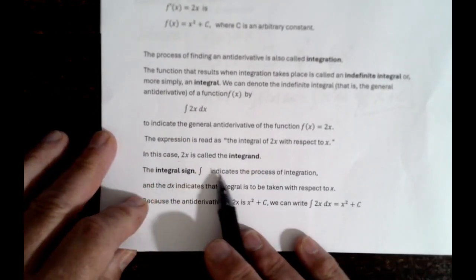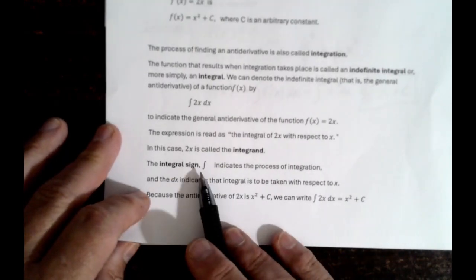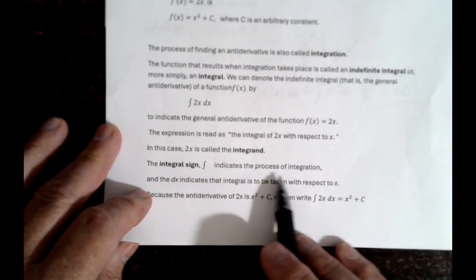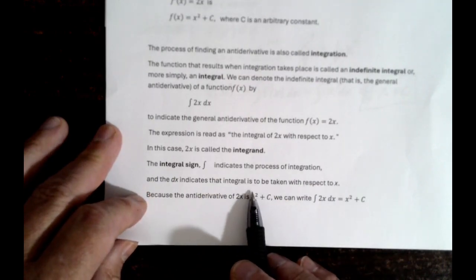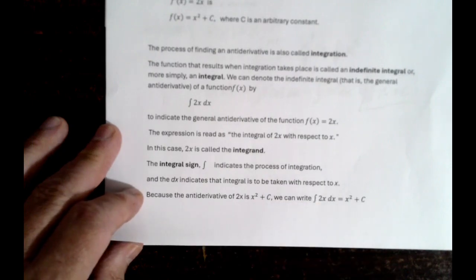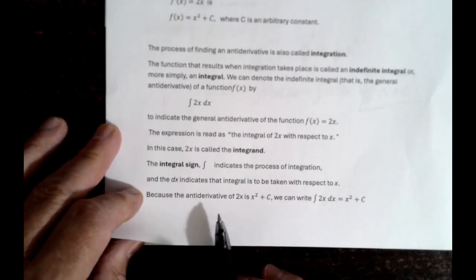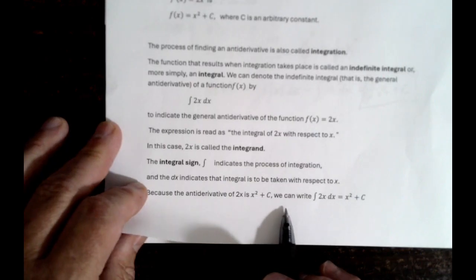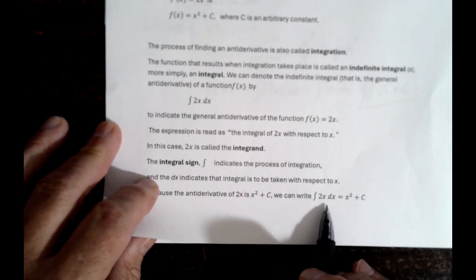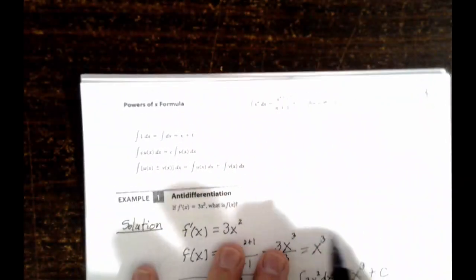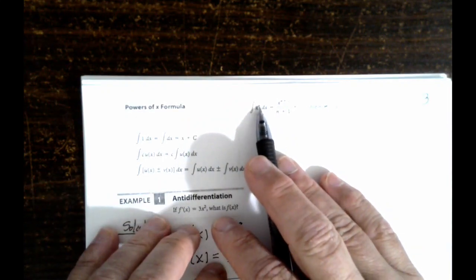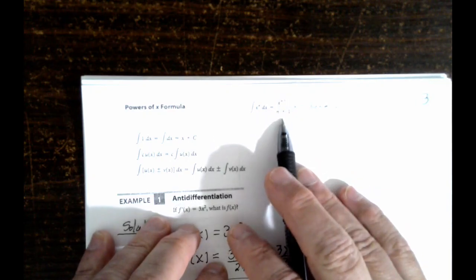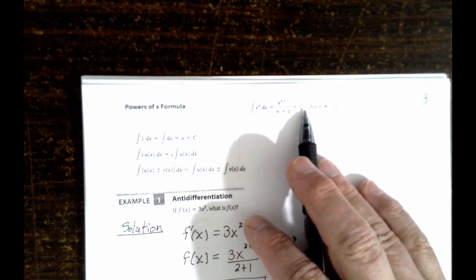In this case, 2x is called the integrand, and the integral sign indicates the process of integration. And the dx indicates that the integral is to be taken with respect to x. Because the antiderivative of 2x is x squared plus c, we can write the integral of 2x dx equals x squared plus c. Now here's a couple of formulas. When you're taking the integral of some variable to a power, you just add 1 to the exponent and divide by that same number. Then you add plus c.